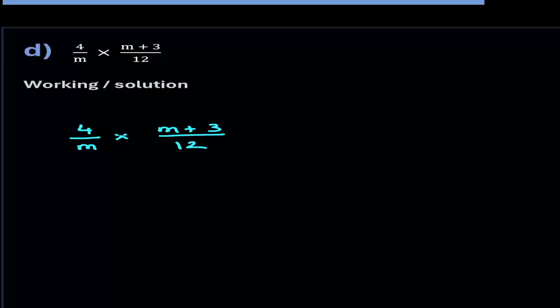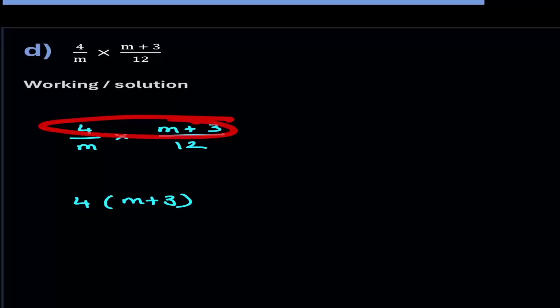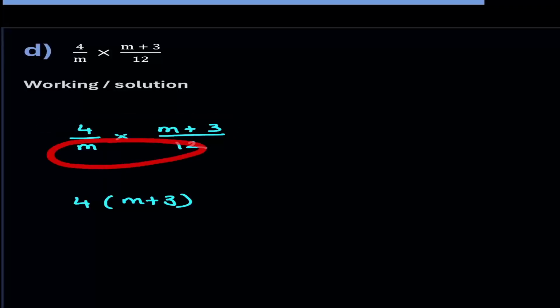When we multiply fractions, you just do numerator times numerator. So 4 times that m plus 3. You're basically doing top times top, and use brackets. And then on the denominator, bottom times bottom. So the bottom is just 12m.